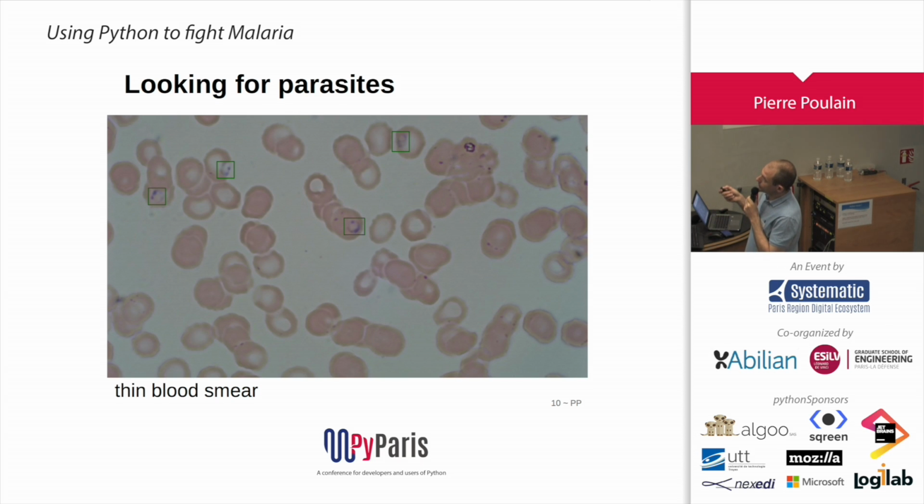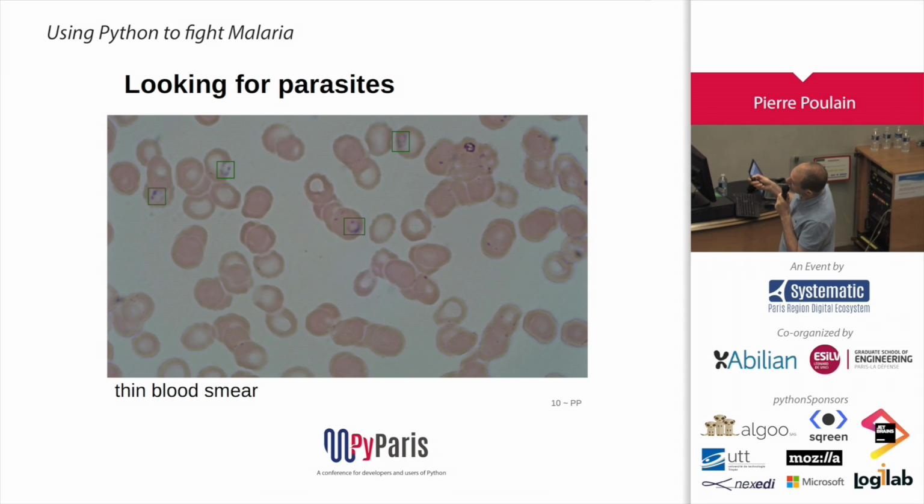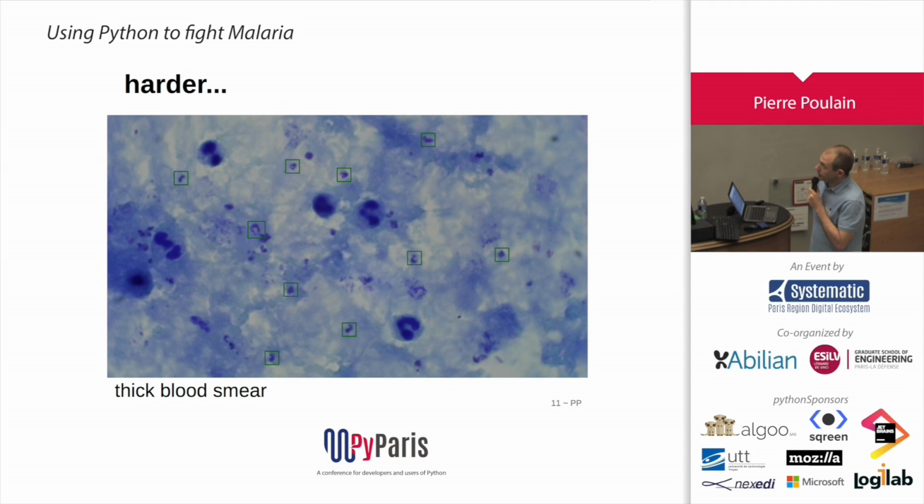So the pink bubbles here are red blood cells, and you have the parasite responsible for malaria as purple things, ring-shaped here, and I've highlighted them with a green box, as you can see. This is very easy. And an even harder case is this one.